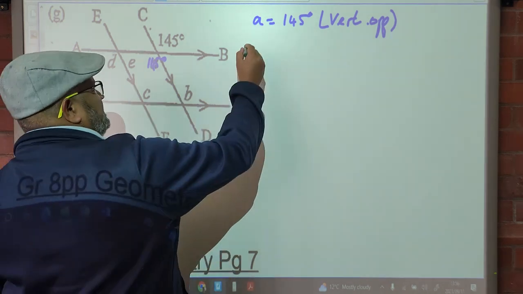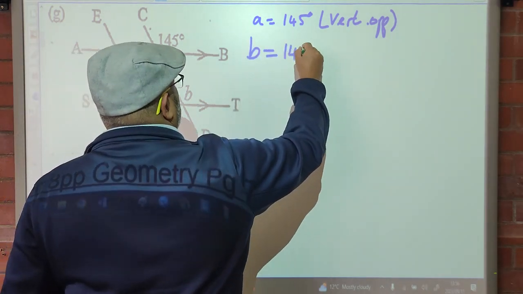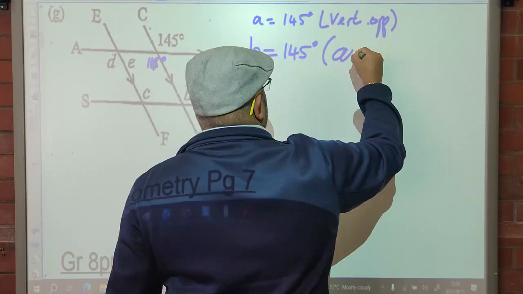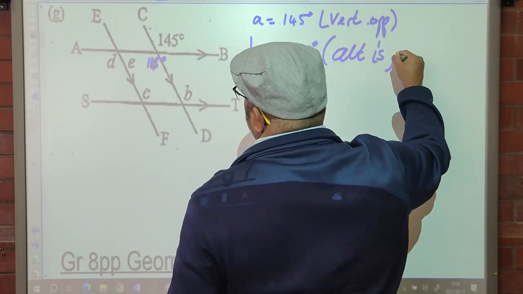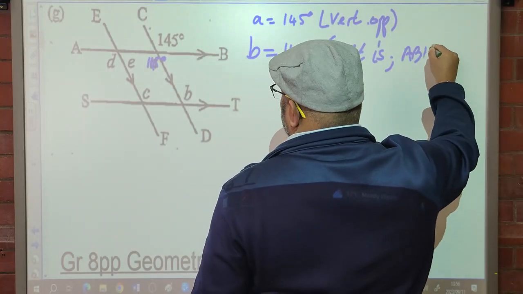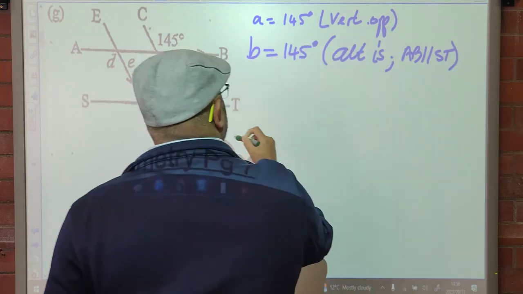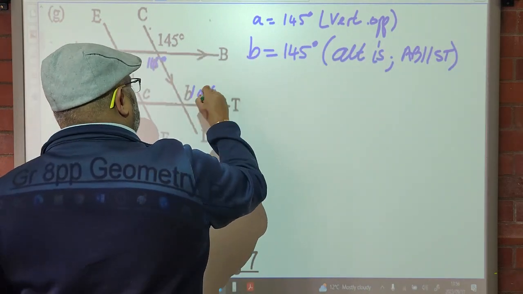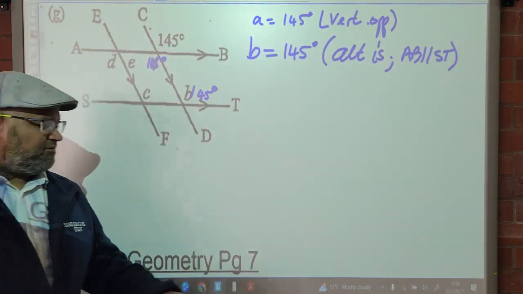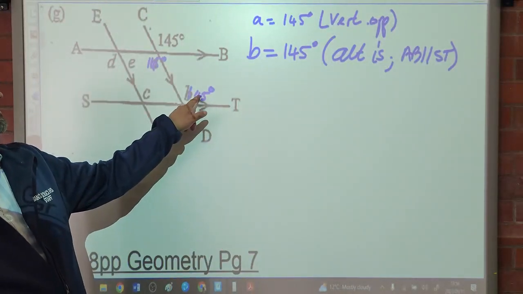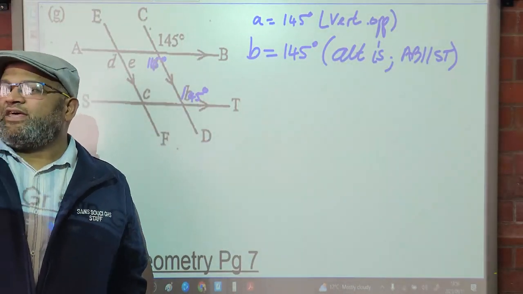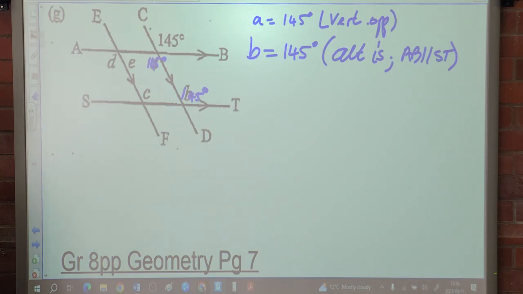So I was going to say B is equal to 145. It's alternate angles with AB being parallel to ST. What you notice, people, is that I'm always writing the angle that I've calculated onto the diagram, so that at one glance I can see exactly what I've calculated thus far.